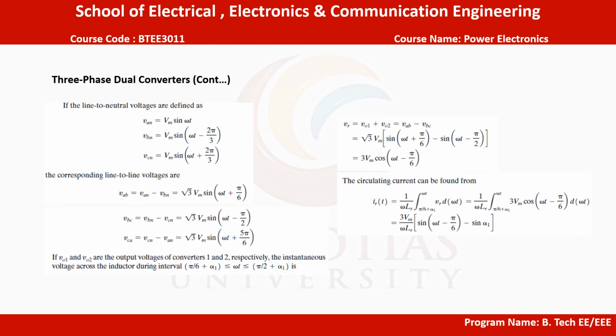If V01 and V02 are the output voltages of converters 1 and 2 respectively, the instantaneous voltage across the inductor during the interval pi by 6 plus alpha 1 to pi by 2 plus alpha 1 is VR, that is equal to V01 plus V02, that is equal to VAB minus VBC. On calculation, it comes out to be 3 Vm cos (omega t minus pi by 6). The circulating current can be found from 1 upon omega LR times the integration of VR d omega t from pi by 6 plus alpha 1 to omega t. That comes out to be 3 Vm upon omega LR times [sine (omega t minus pi by 6) minus sine alpha 1].